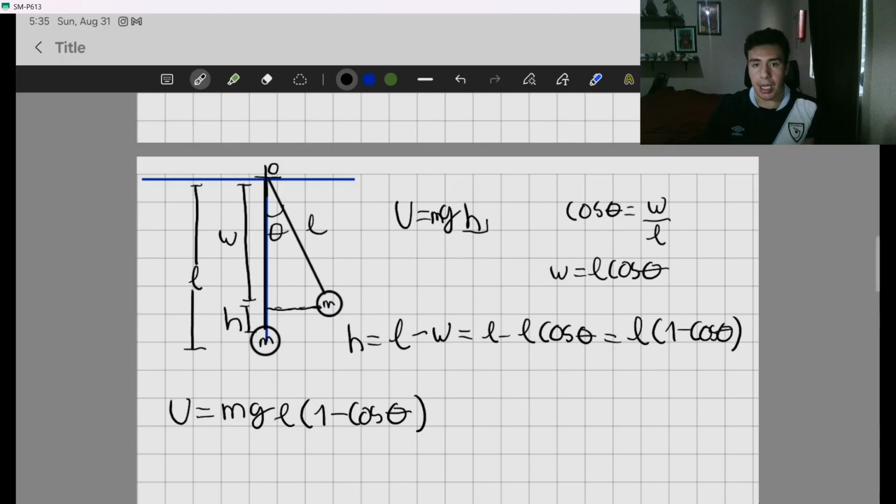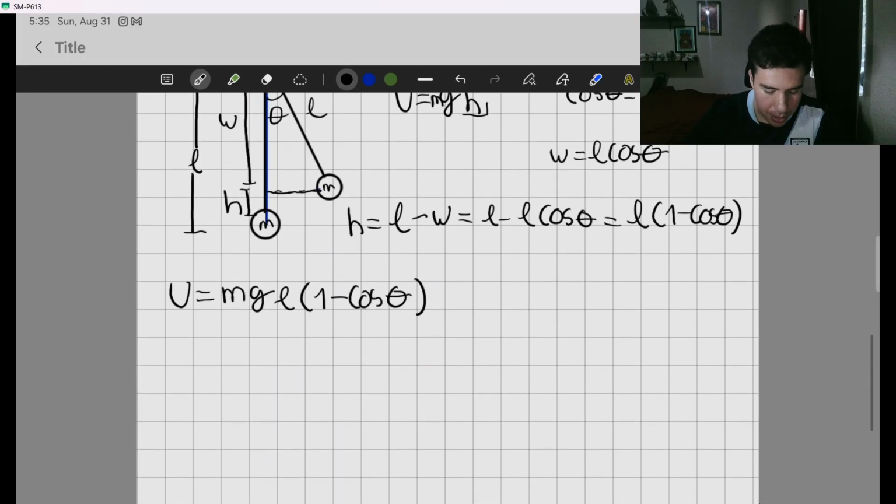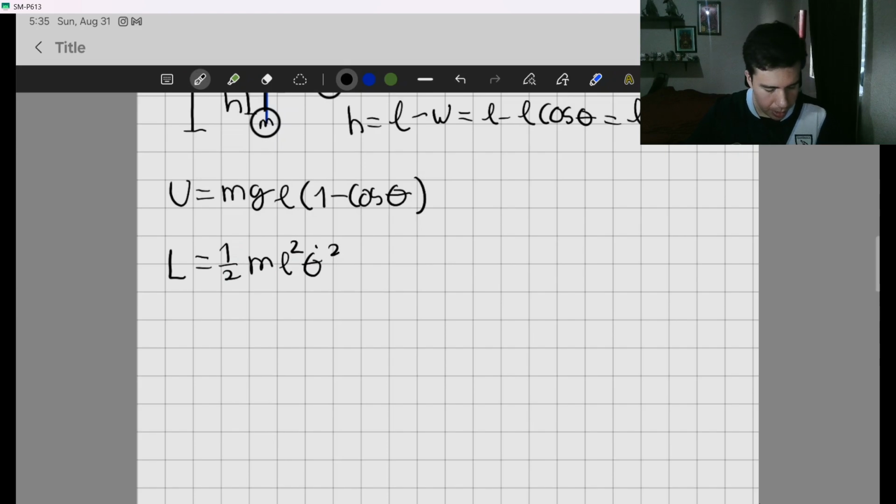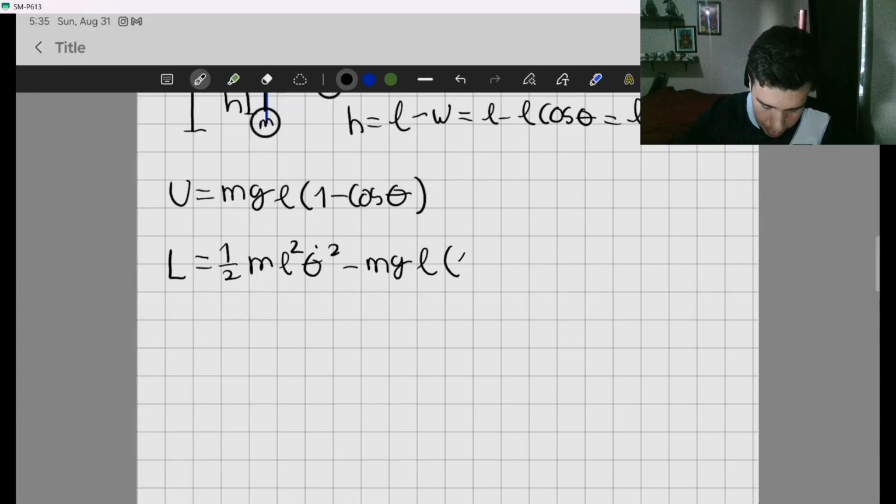Okay, perfect. So we already have all the parts that we can use for our Lagrangian. Our Lagrangian will be something like 1/2 m L squared theta dot squared minus mgL(1 minus cosine of theta). Okay, so this is our Lagrangian.